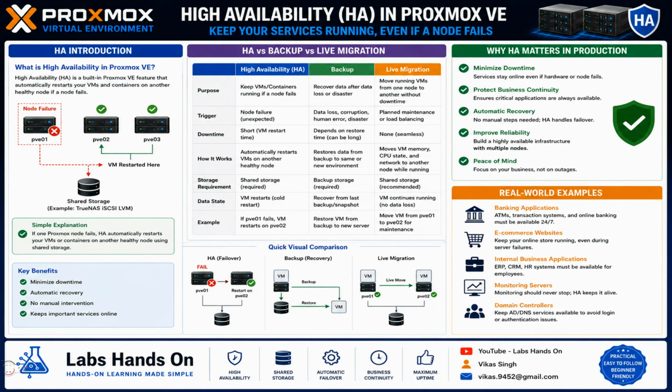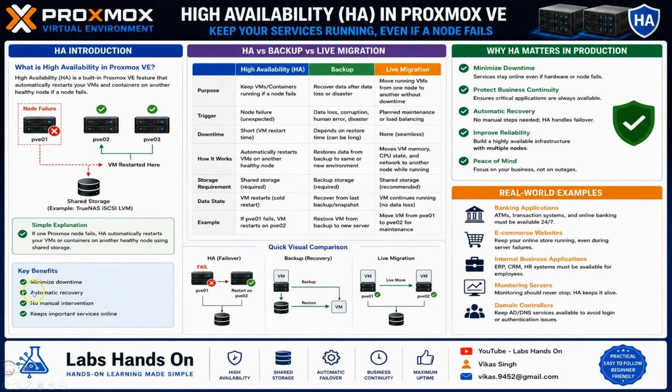If you see here, we have our 3-node cluster. Let's assume one of the nodes, the PV01 node, fails. Then the virtual machines are automatically restarted on the second node, which is PV02, or PV03. In simple terms, if a Proxmox node fails, HA automatically restarts your virtual machine or container on another healthy node by using the shared storage. So you need to make sure you have shared storage.